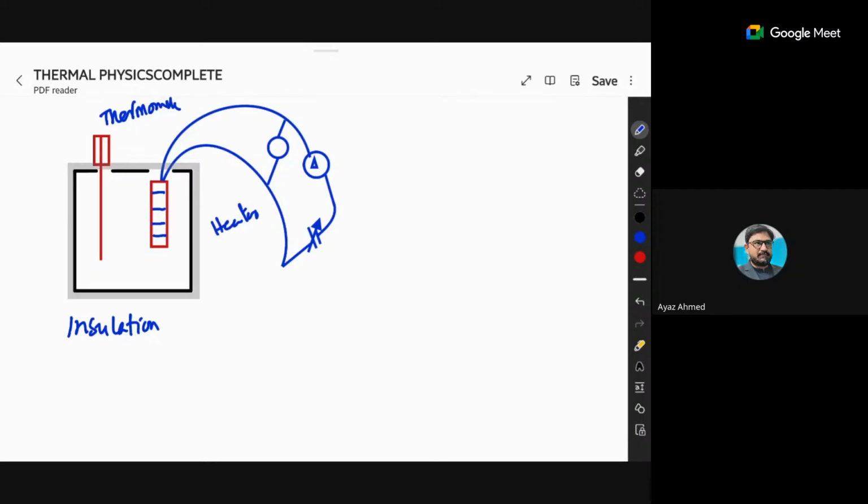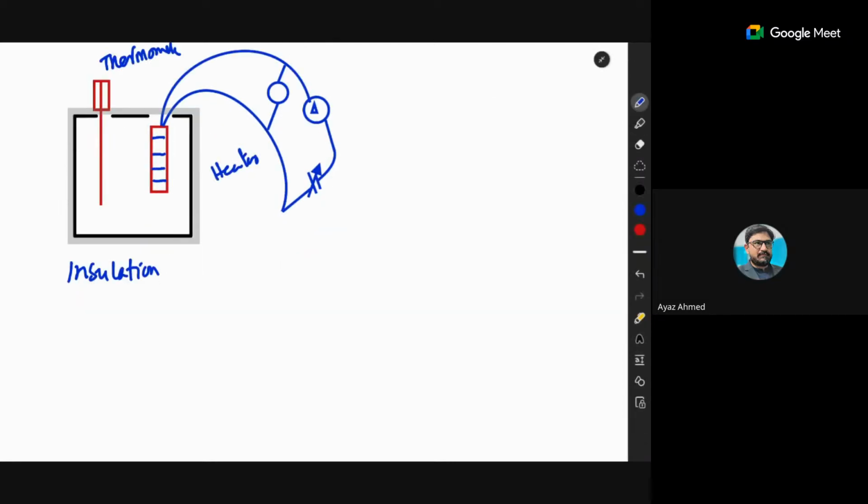Now if the heat is lost to the surrounding, beta, this is a very important thing. Before this level, in IGCSE, what was your assumption? That all the heat, the energy provided by the heater, is equal to the energy absorbed by the substance. Were we doing it in this way?